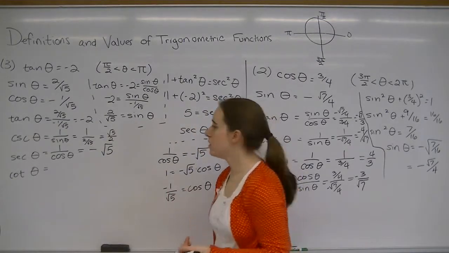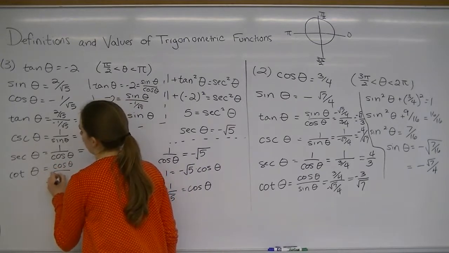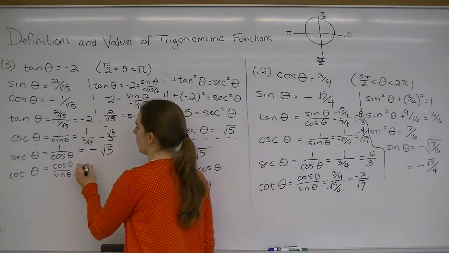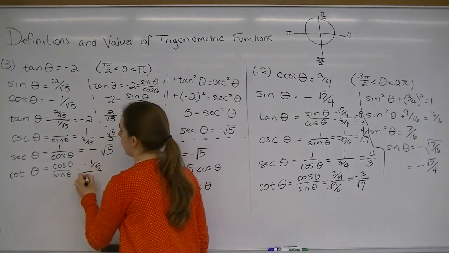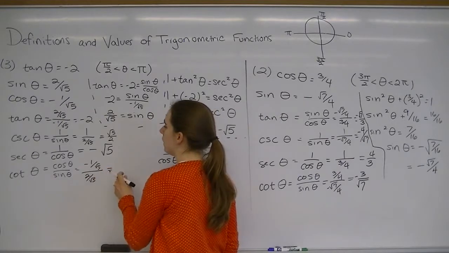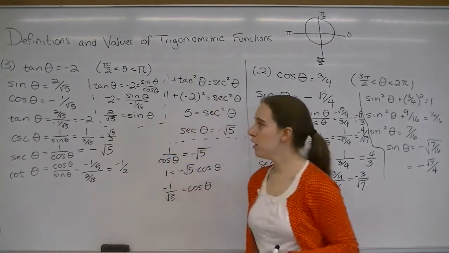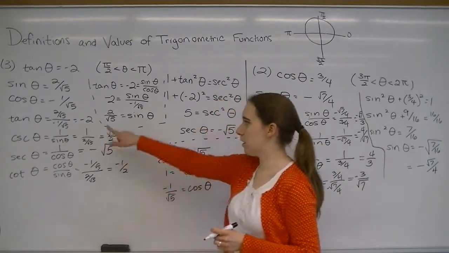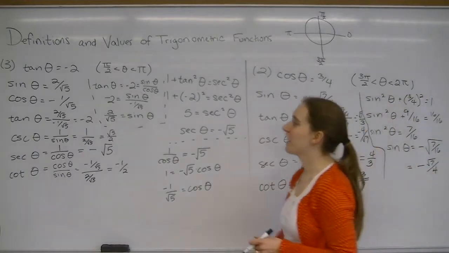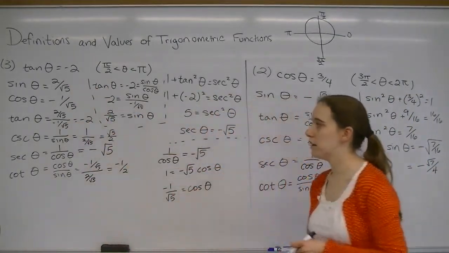And then cotangent is going to be cosine theta over sine of theta. So this was -1 over root 5 over 2 over root 5. So flip that bottom fraction, multiply times the top, I get -1/2, which we'll notice is the reciprocal of tangent, which we found again. It's a good way to check to make sure we got the right sine and cosine values since we're using those to find the rest of these for the most part.